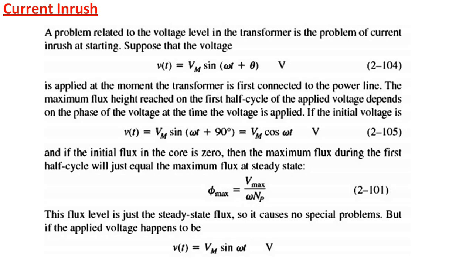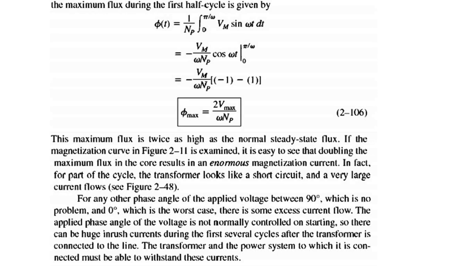But if the applied voltage happens to be v(t) = Vm sin ωt volts, the maximum flux during the half cycle is given by φ(t) = (1/Np) ∫ from 0 to π/ω of Vm sin ωt dt. Then this is Vm/(ωNp) times [−cos ωt] from 0 to π/ω, which is −1 times −1, equal to 2Vm/(ωNp). The maximum flux is twice the normal steady state flux.